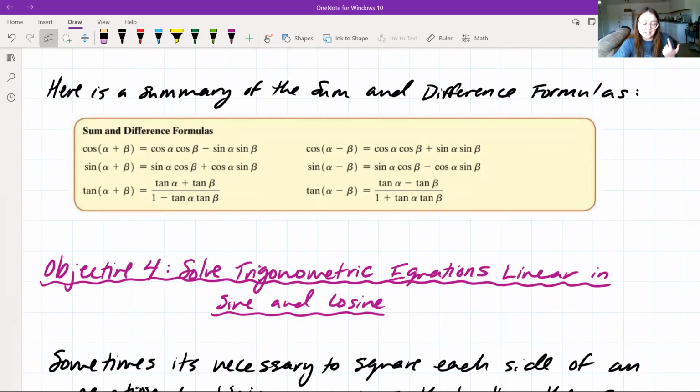Sine of alpha minus beta was sine of alpha times cosine of beta minus cosine of alpha times sine of beta. Then tangent of alpha plus beta was equal to tangent of alpha plus tangent of beta divided by 1 minus tangent of alpha times tangent of beta. And lastly, we have tangent of alpha minus beta, which gives us tangent of alpha minus tangent of beta divided by 1 plus tangent of alpha times tangent of beta. That was quite the mouthful. But there we go, there's our summary of our sum and difference formulas.